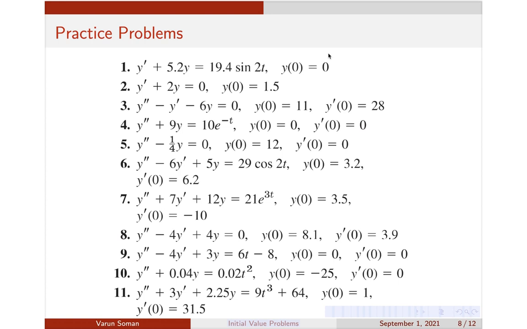Now next, suppose your initial value problem has some other value of t, not y of 0. Suppose you will have some y of 1. Suppose your initial point t naught is greater than 0. Usually your initial point t naught is 0, but suppose it is greater than 0. So what will you do in that case?